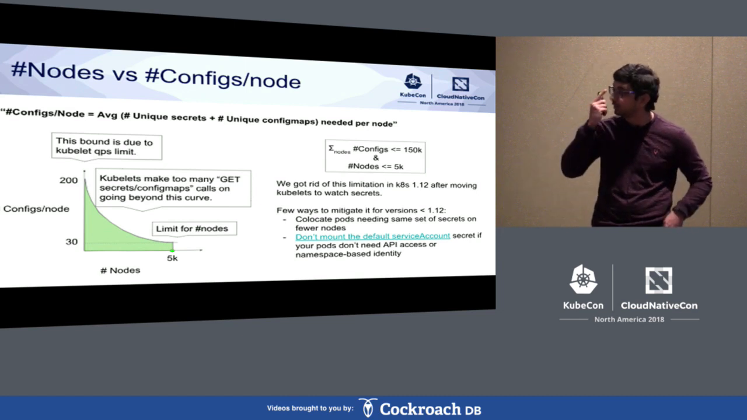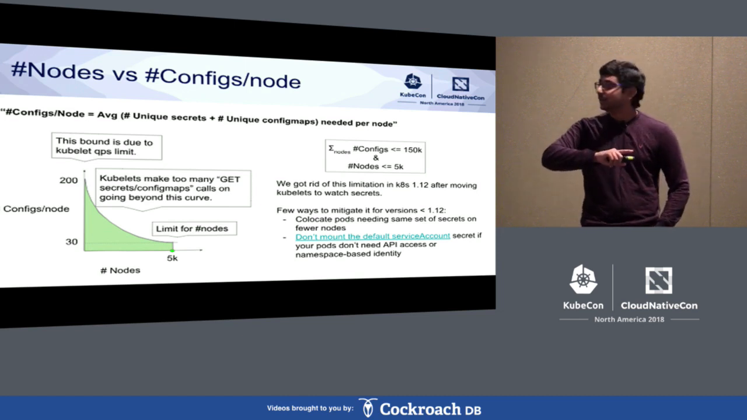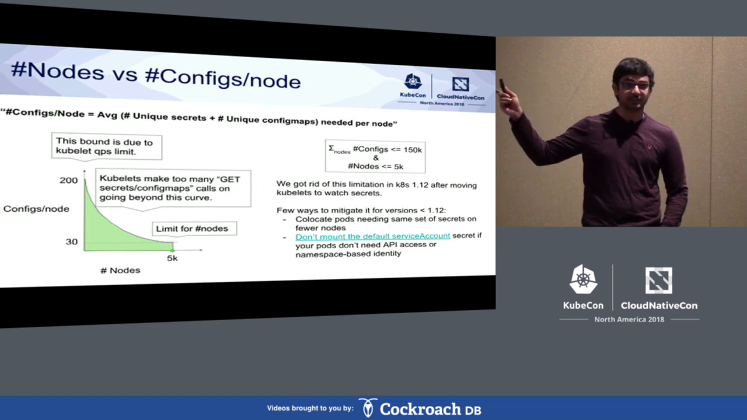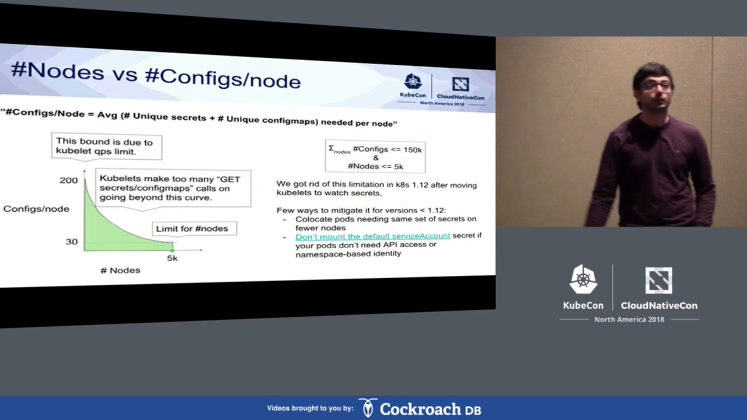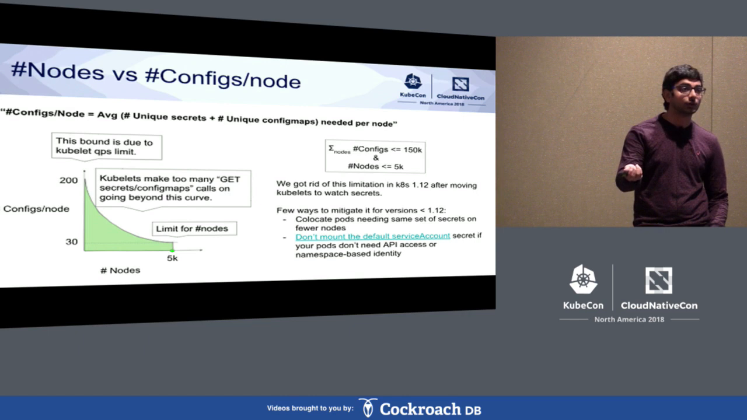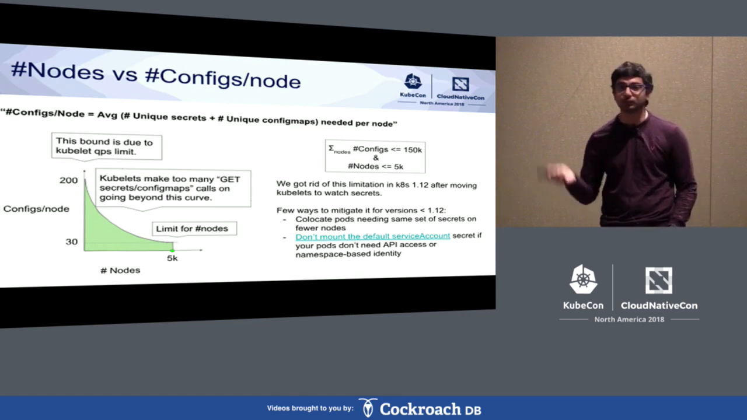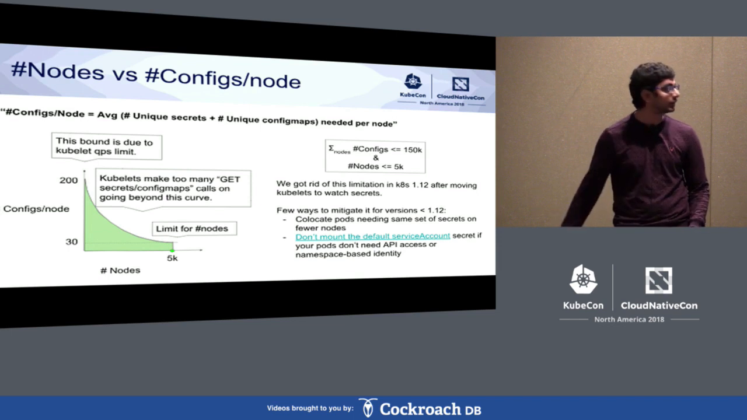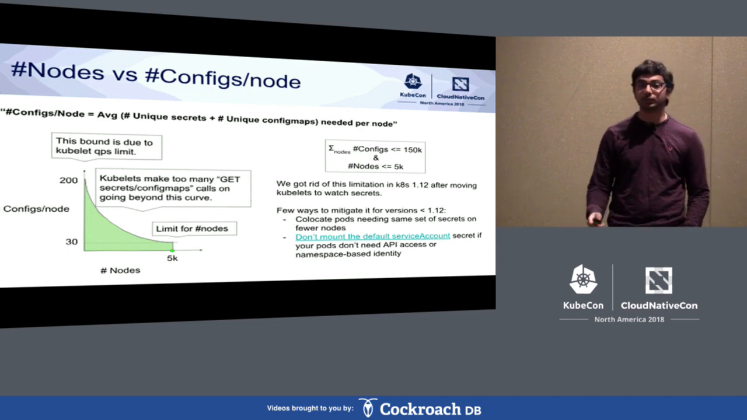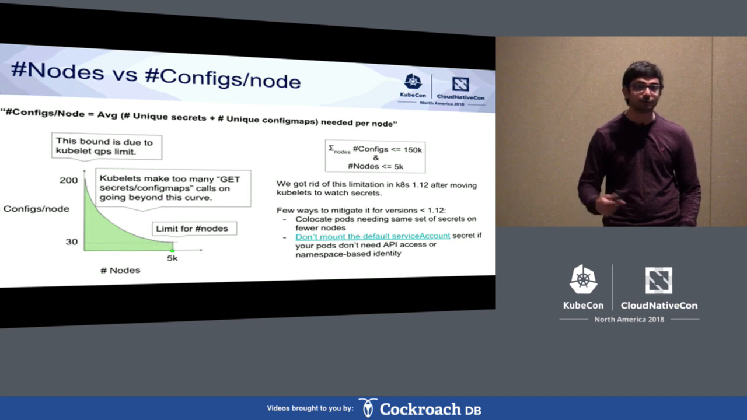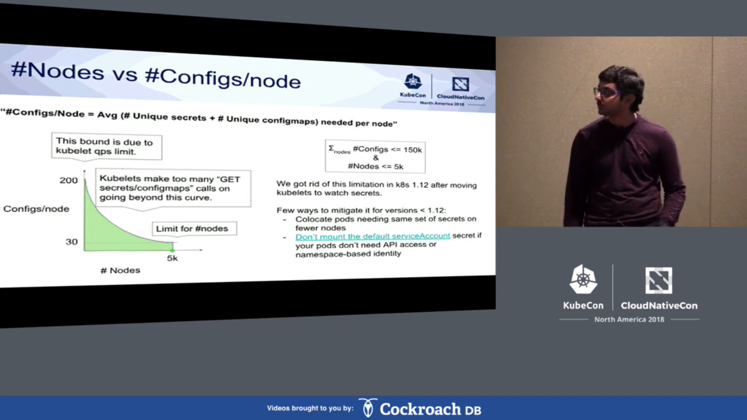So luckily, the good news is this limitation does not exist anymore starting from release 1.12. The reason is that we moved Kubelet from periodically polling configs to watching them, and watching is much more lightweight as compared to polling. It's kind of a design principle for Kubernetes to have watching wherever possible instead of polling.